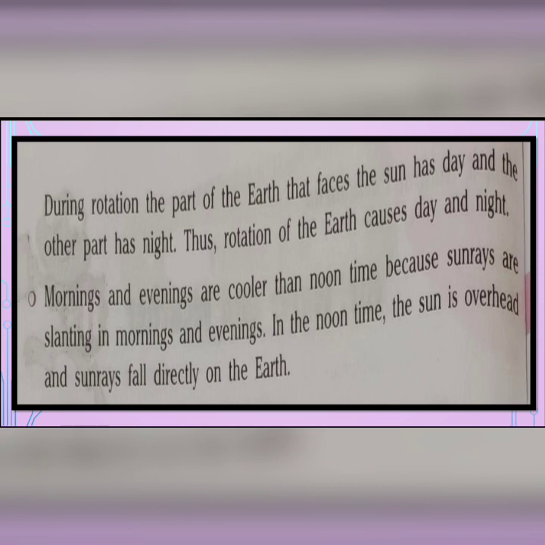We also notice that mornings and evenings are cooler than noontime. Why? Because in the mornings and evenings, sun rays are slanting. But at noontime, the sun is overhead and sun rays fall directly on the earth. We feel more hot when the sun is directly overhead. All this happens because of the rotation.